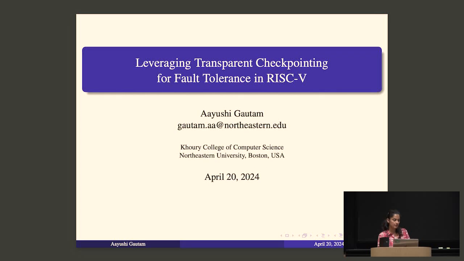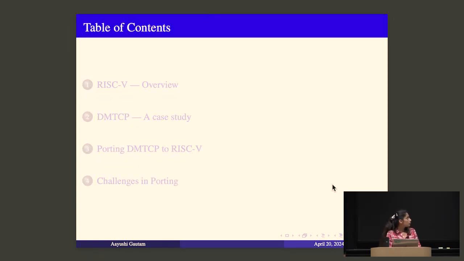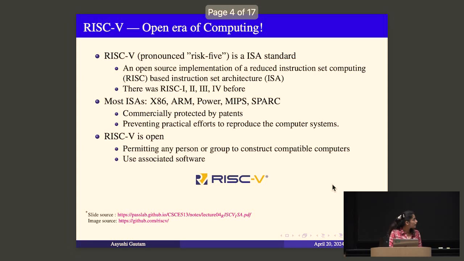Talk about leveraging transparent checkpointing for fault tolerance in RISC-V. So let's first begin with some background information about RISC-V. It's an open source implementation of reduced instruction set computing, an instruction set architecture.